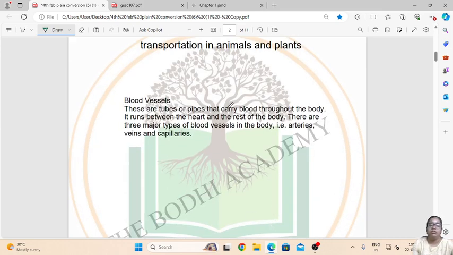So what are blood vessels? Yesterday we have studied what blood is and which are the components of blood. So today let us see how this blood flows in our body. The blood flows in our body through vessels, and those vessels are called the blood vessels. These are the tubes or pipes that carry blood through the body. It runs between the heart and the rest of the body, and there are three major types of blood vessels in our body.